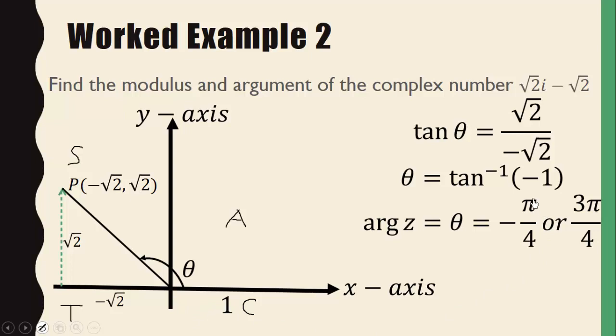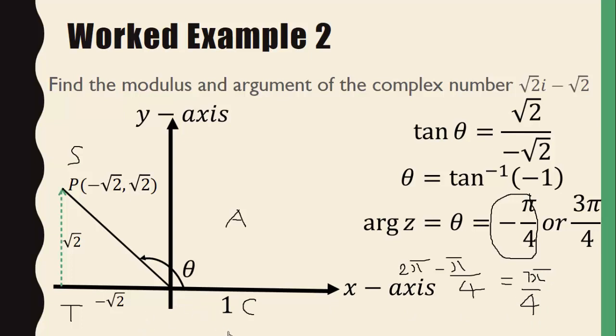That is also the same as 2 pi minus pi over 4. So 2 pi minus pi over 4 gives us, 8 pi minus pi over 4, which is 7 pi over 4, which is over here.